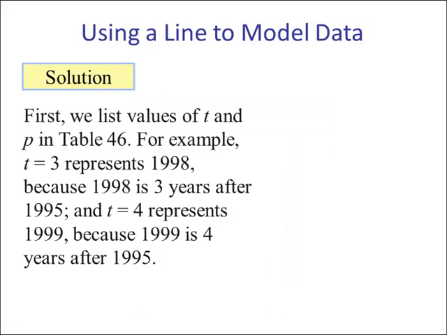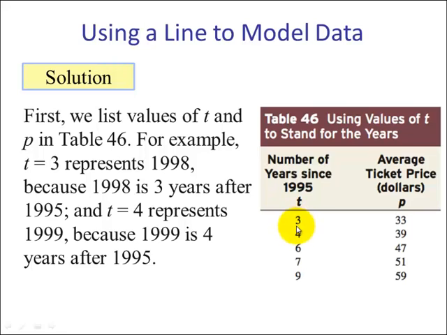So the first thing we want to do is list the values of T. We're going to call this table 46. T equals 3 would mean 3 years after 1995, which is 1998. T equals 4 would be 1999. T equals 6 would be 2001.